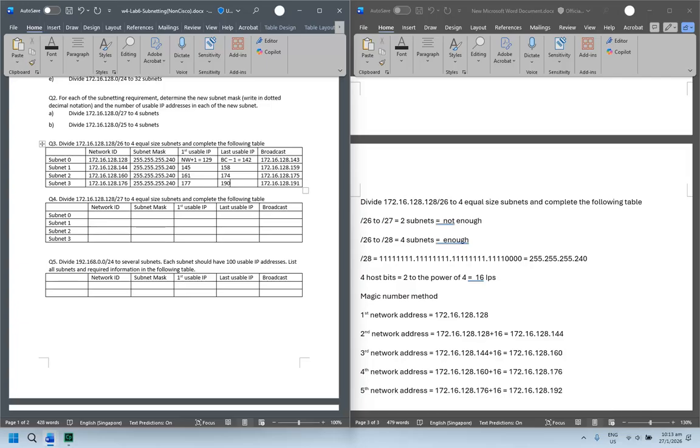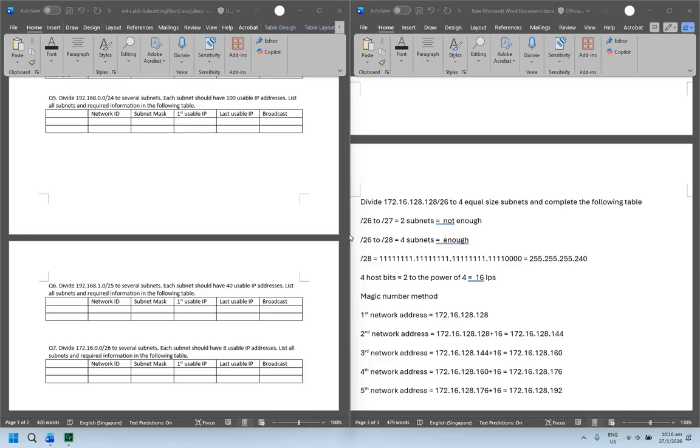Okay, so this is how you actually calculate the address range to be used for different subnets or different groups of network. Okay, so you can make use of the same concept to do your question 4. Okay, question 4.